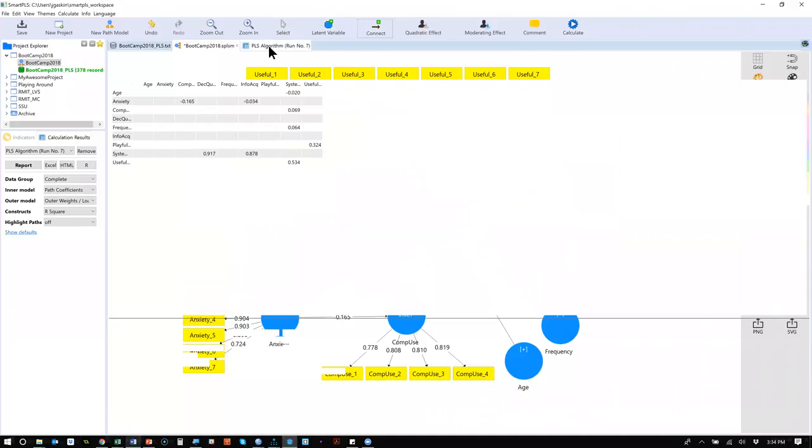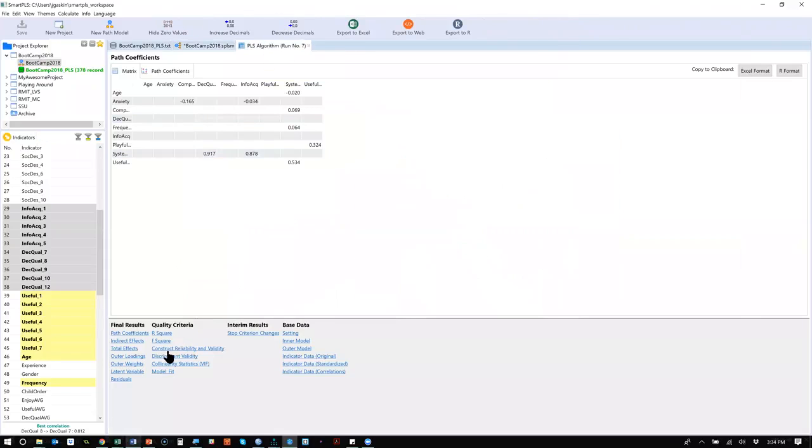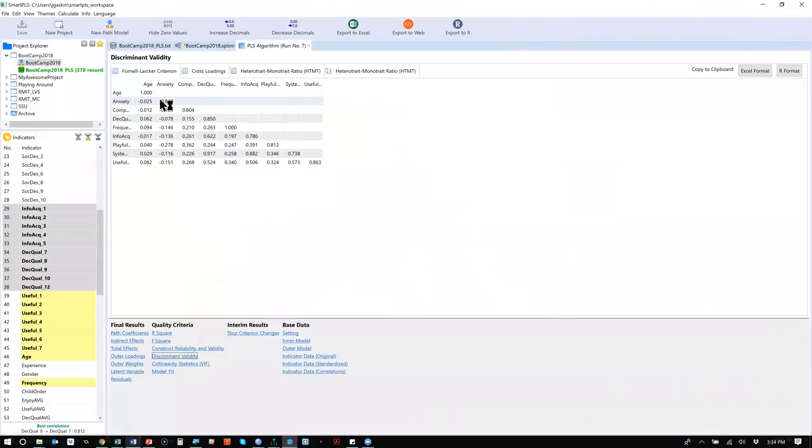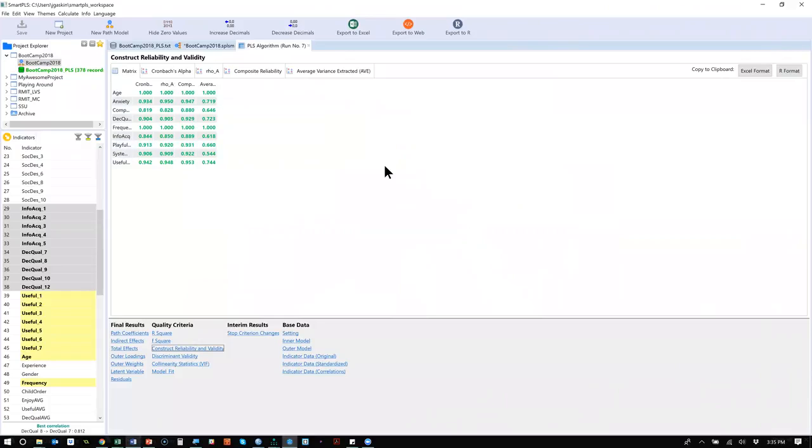So if I go over here to the output and I go to the discriminant validity, same criteria for system satisfaction, which is right here. It looks good. Heterotrait, monotrait. Says it's not different from decision quality and information acquisition. That's because those are its dimensions. So that's not a problem. And then construct reliability and validity, it's all good. That's second order factors, super easy.